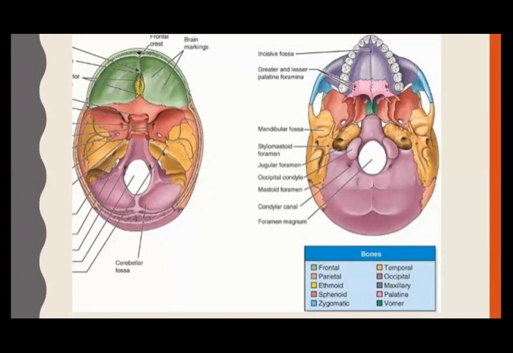Now this pink bone, the entire pink bone is the sphenoid. The sphenoid bone has many parts. This is the body of the sphenoid. In the body of the sphenoid, you have this depression which is called the pituitary fossa, because this is where the pituitary gland lies in the living.